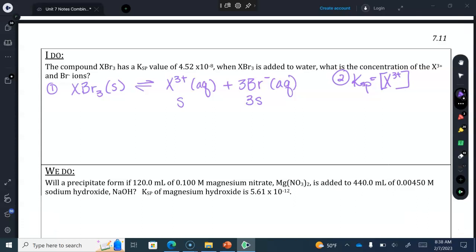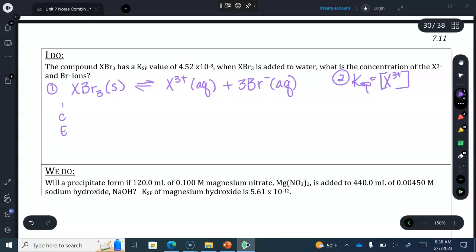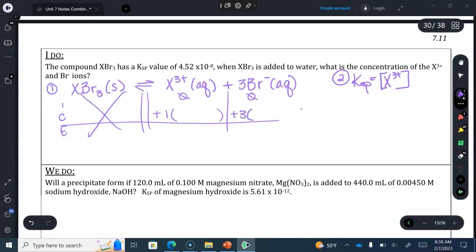And Miss Burt, where are you getting that? Well, if we go back to our ice table, we know that this one doesn't count because it's a solid. These two, before we start dissolving anything, are concentrated at 0. So we're going to make them in their coefficient ratios. Since it's solubility product, we can use the variable S. If that is confusing or looks too much like a 5, use X. And so this becomes S and 3S. So that's where those come from.